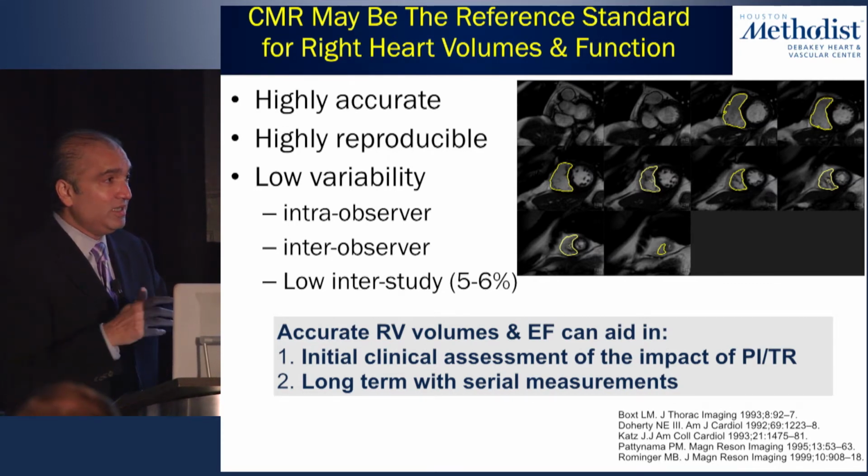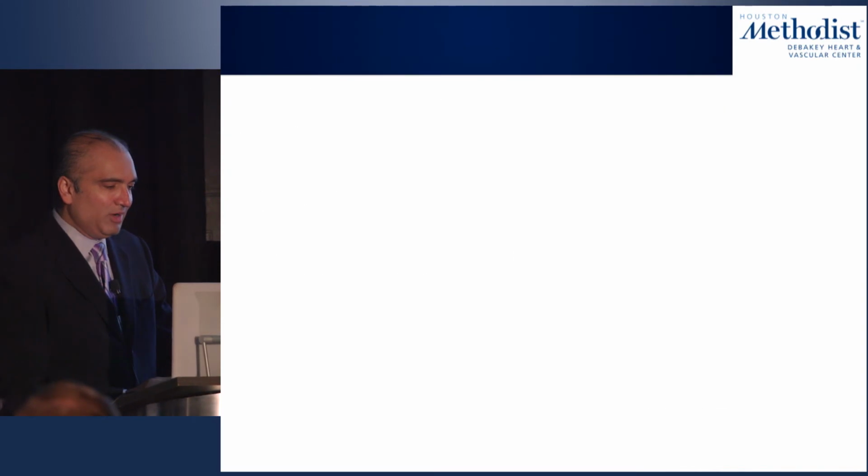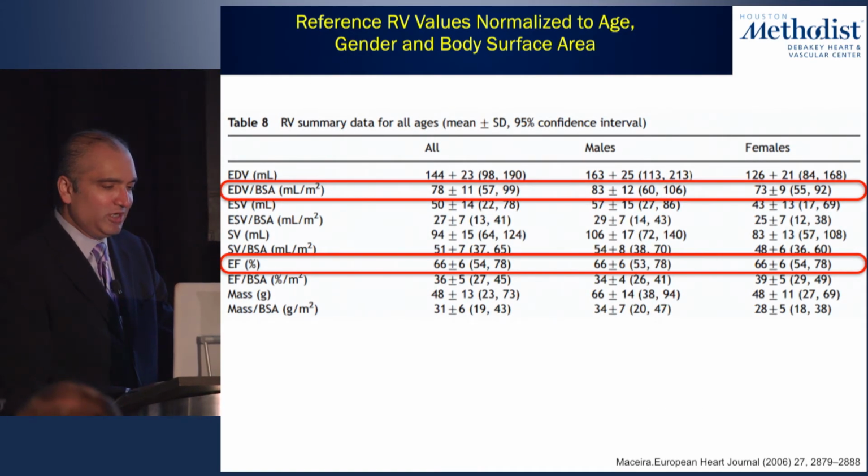But again, where CMR could be useful is in patients where you want to serially assess for anything that causes changes in the right ventricle, as well as to assess, for example, the impact of valvular lesions, PI and TR, on right ventricular volumes and right ventricular ejection fraction.